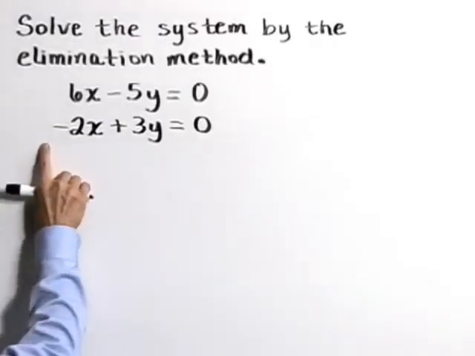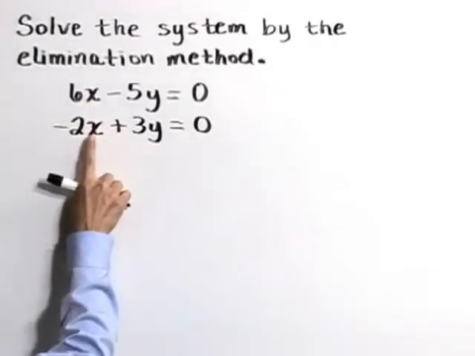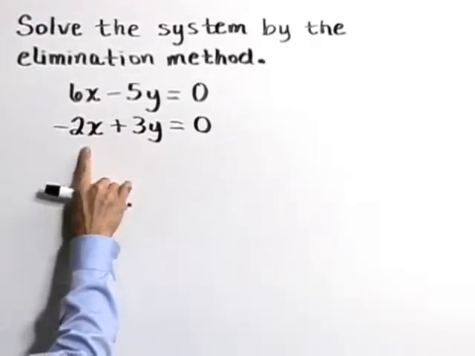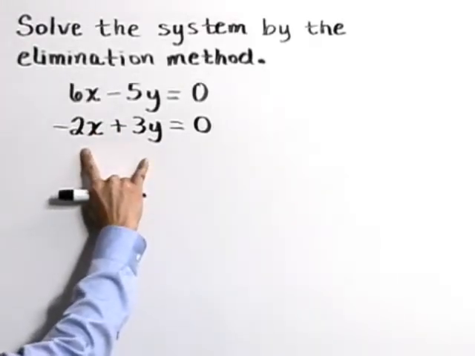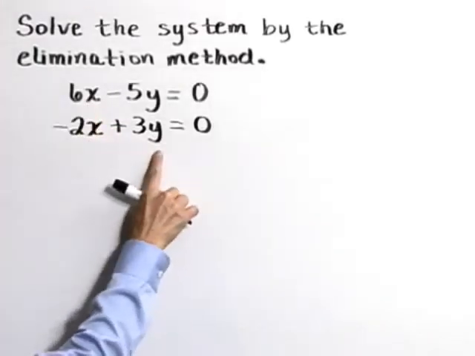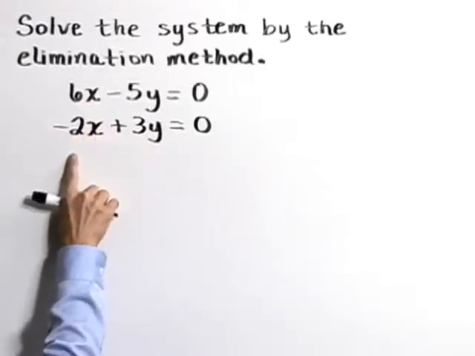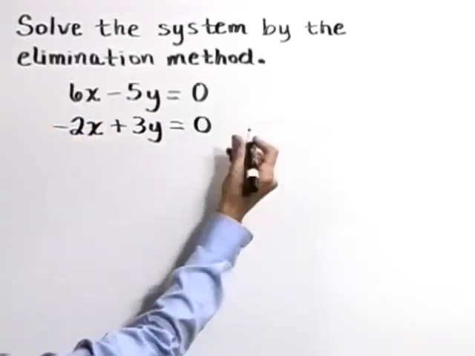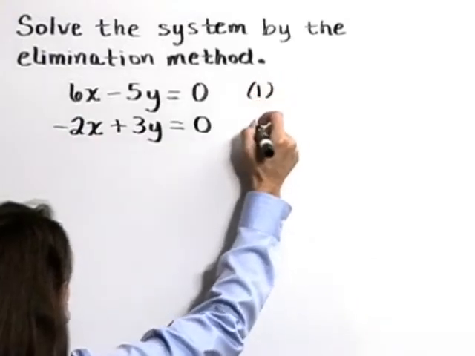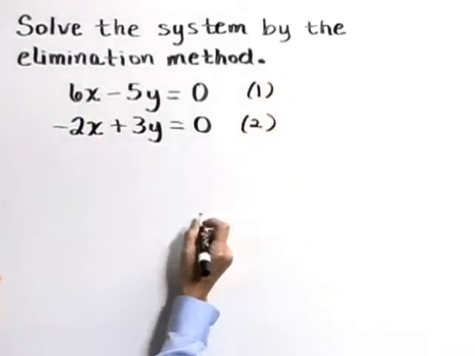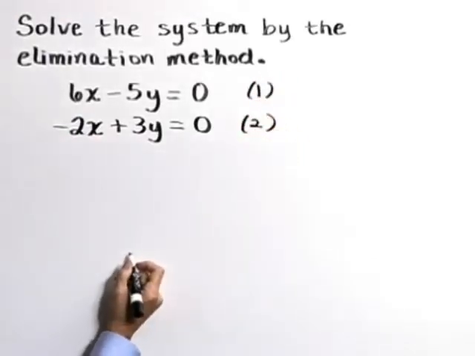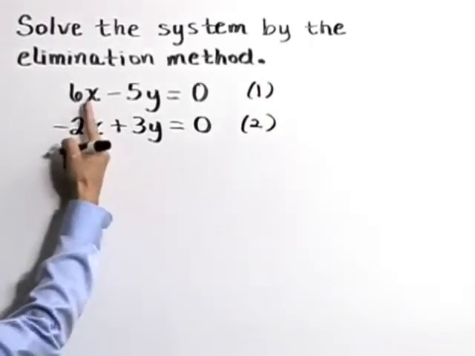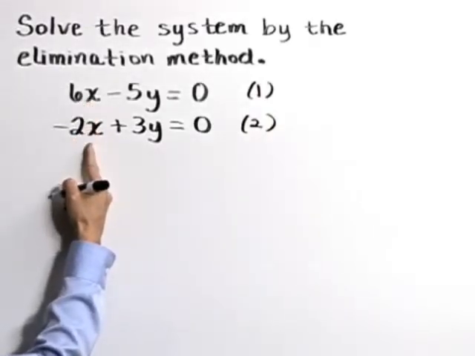If we use the elimination method, we'd like to be able to add these equations together and eliminate either the x or y variable. As it sits right now, that won't happen, so we're going to have to fix one of these equations. I'm going to go ahead and start this by labeling these equations as equations number 1 and 2. And let's go ahead and choose the x variable to eliminate.